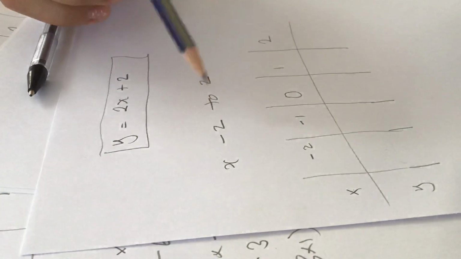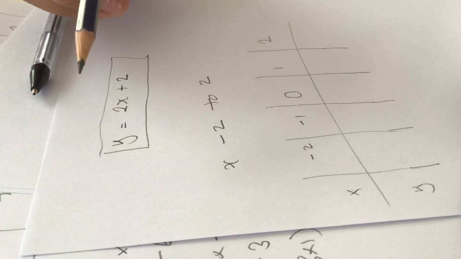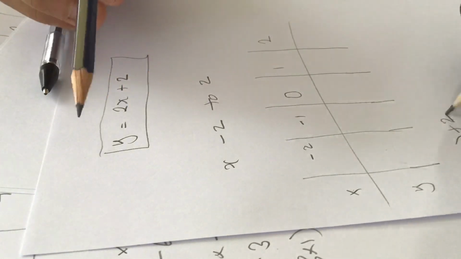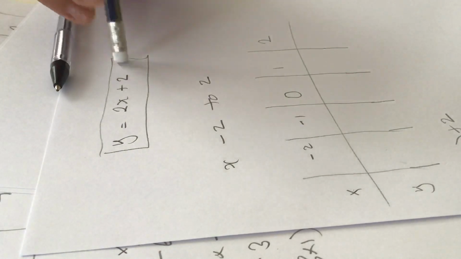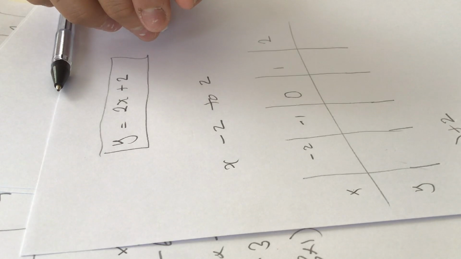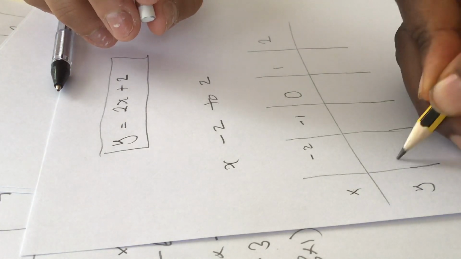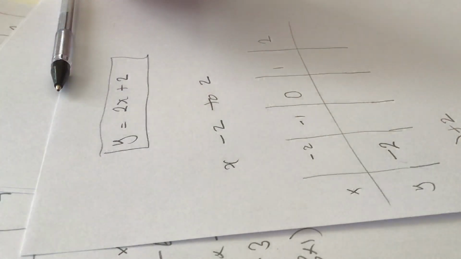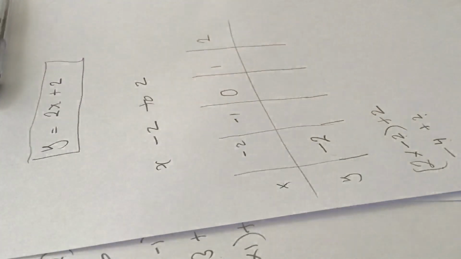So when x is -2, you do 2 times -2 plus 2. 2 times -2 is -4. -4 plus 2 is -2. Look, you owe me 4 dirhams. You pay 2 dirhams. How much do you still owe me? -2. Exactly. So -2. Now solve the rest. Complete the table for the rule, and let's plot.